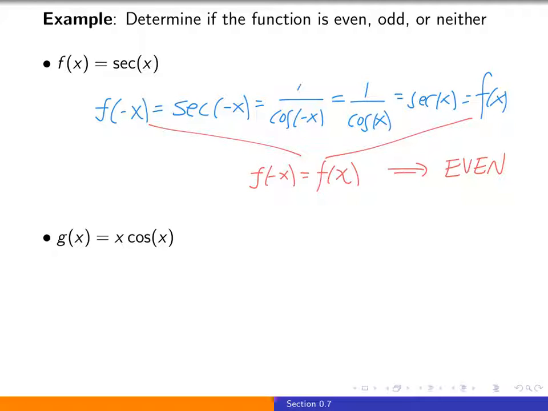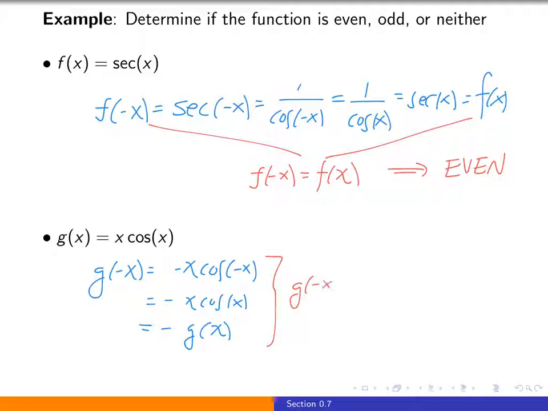For the second function, we can proceed in the same fashion. g of minus x is minus x cosine of minus x. Cosine of minus x is cosine x because cosine is even. And minus x cosine x is just minus g of x. So g of minus x is equal to minus g of x, which tells us that x times cosine x is an odd function, i.e. its graph will be symmetric about the origin.